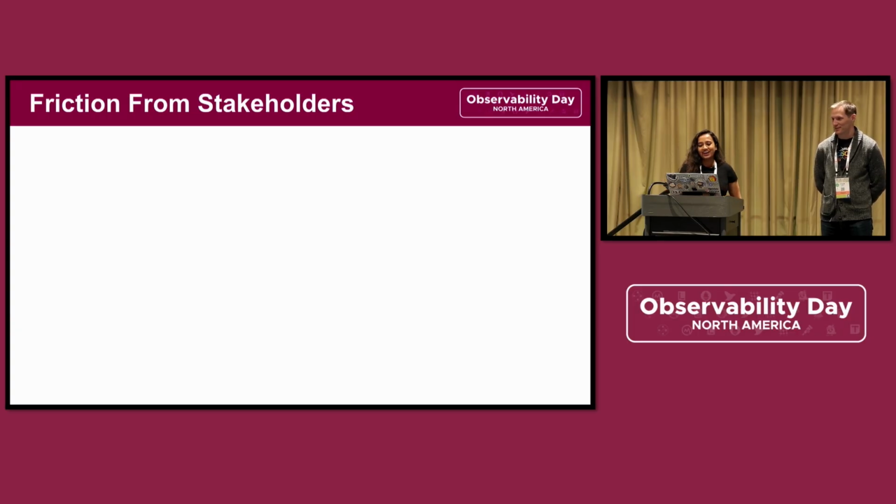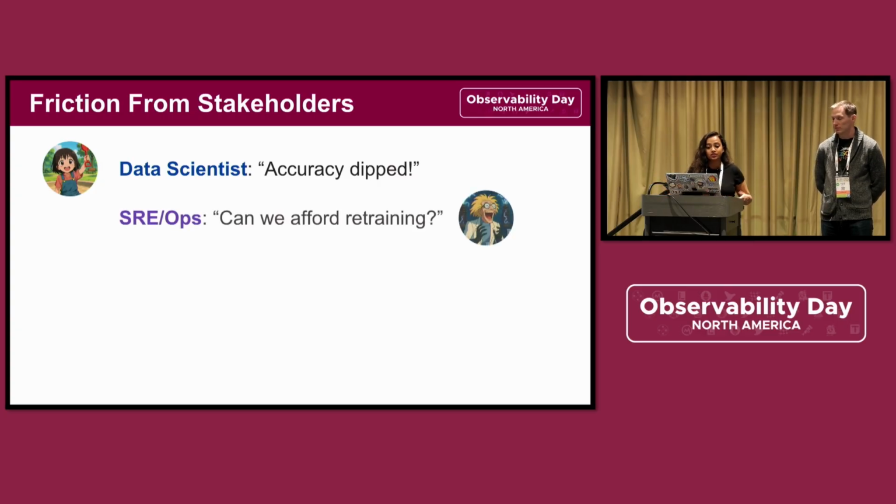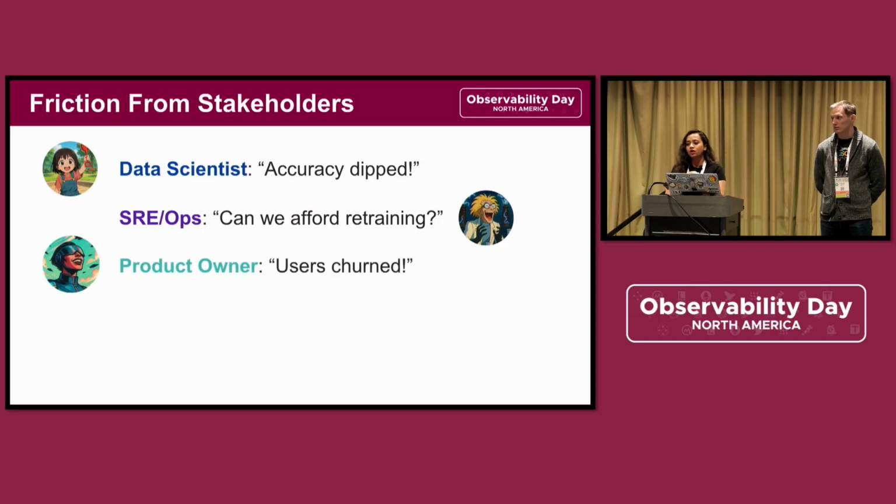OK. Then again, we have the friction from stakeholders. Well, this is very important because every stakeholder has different needs. Data scientists say that for them, the quality matters. So accuracy dipped, that's the question that they ask. SRE ops care about cost. So they are saying, can we really afford retraining? Product owner really cares about the product experience. So yeah, they say users churned.